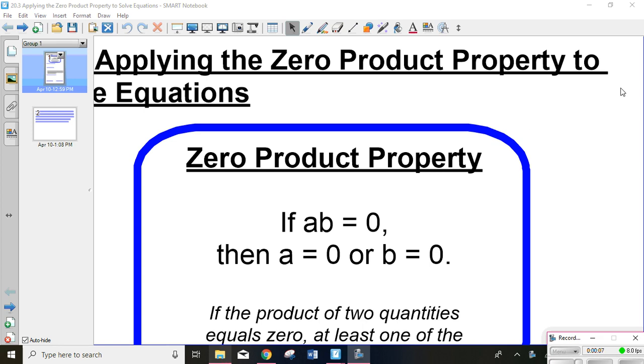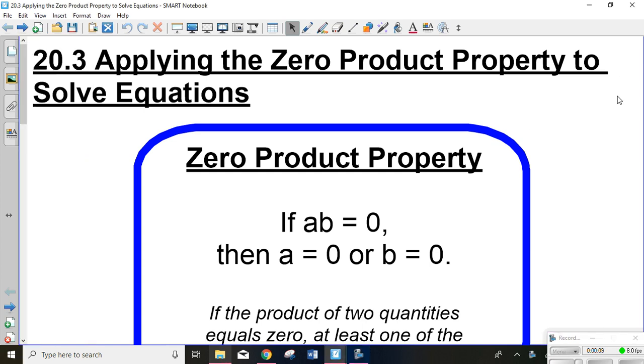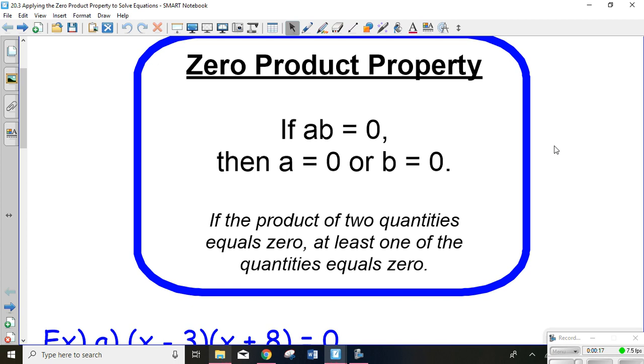Today we are doing station 4 notes, which is 20.3, applying the zero product property to solve equations. And I'll be honest, I think this is one of the quickest, easiest lessons that we've done all year. You should be able to watch this video, hopefully it's not very long, shouldn't be, and do the homework and do the quiz pretty much in one and a half class periods. That's how short it is.